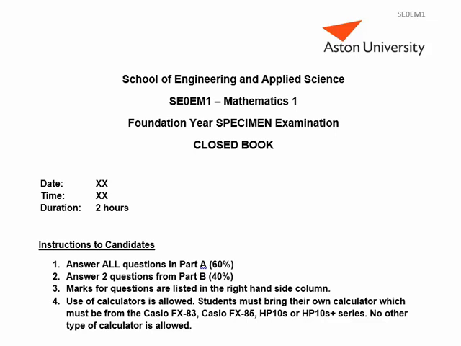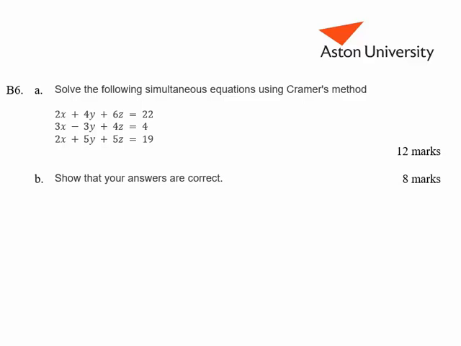Mathematics 1, Specimen Examination, Question B6. This is the second version. Solve the following simultaneous equations using Cramer's method. The first thing we have to do is to write the equations in matrix form.